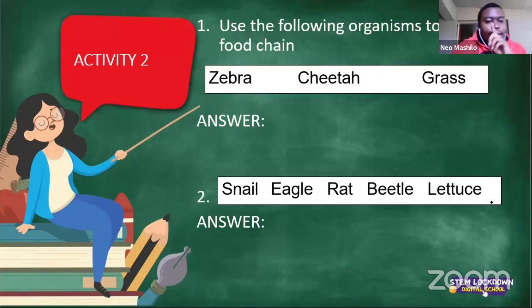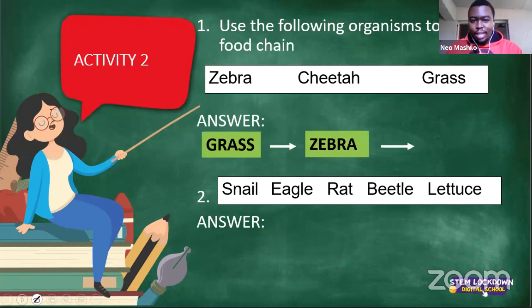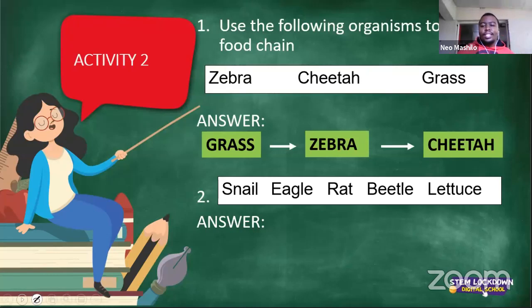I'm waiting for answers. Okay, I see there Nikita: grass, zebra, cheetah. Very, very correct. And your arrows are very nice and clear there. So we have grass, zebra, and then a cheetah. Well done. You guys are doing so well. The next one: snail, eagle, rat, beetle, lettuce. Let's see. Snail, eagle, rat, beetle, lettuce. How would you do that one?